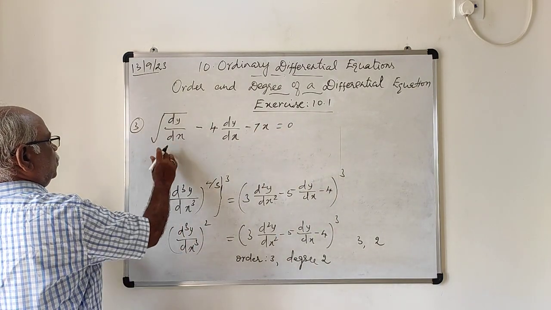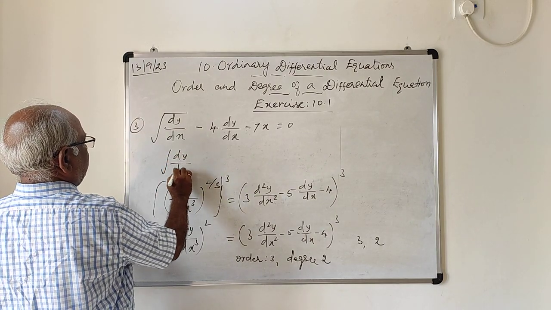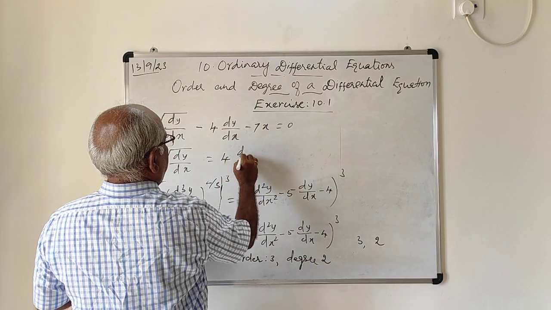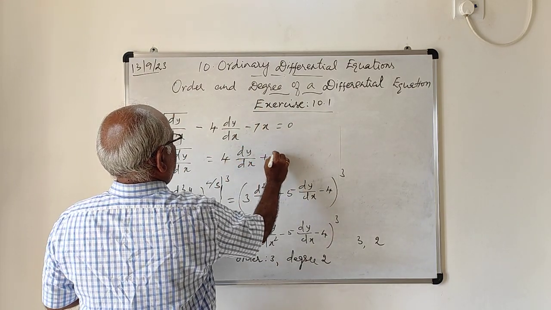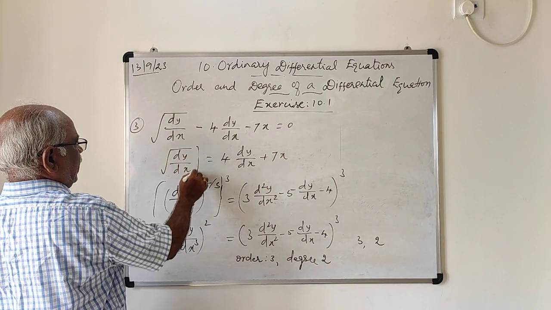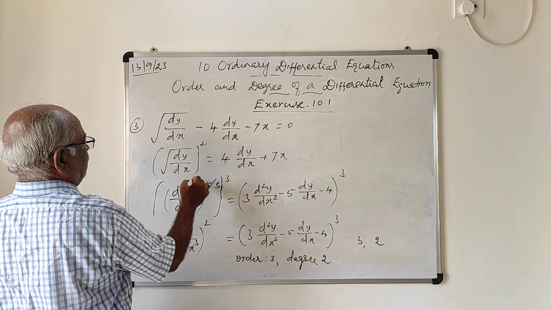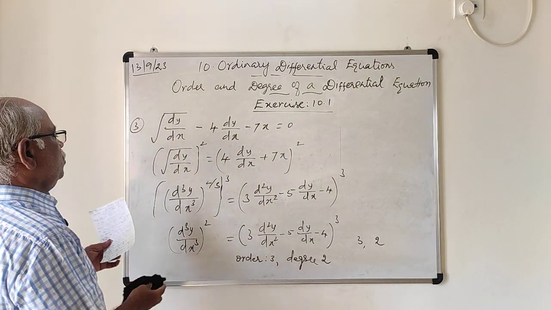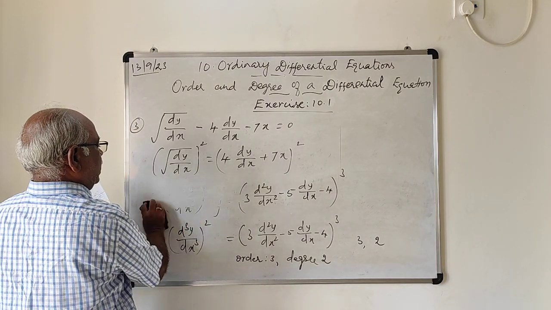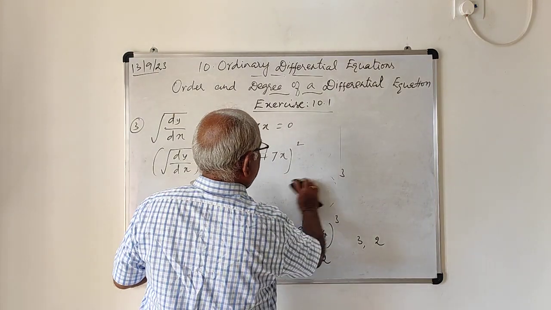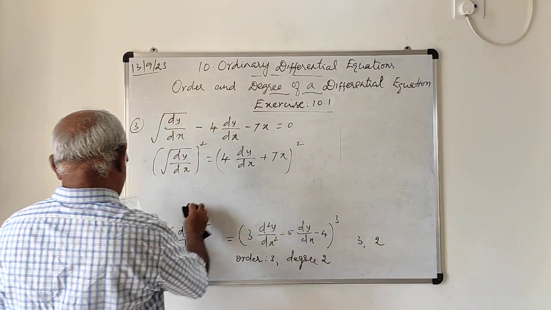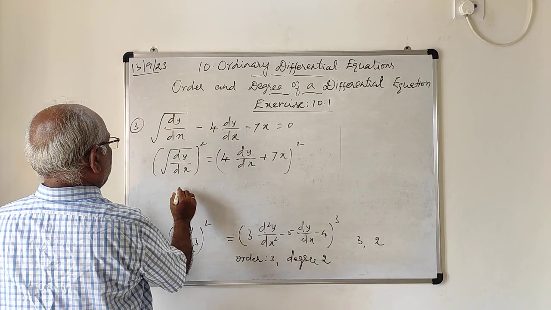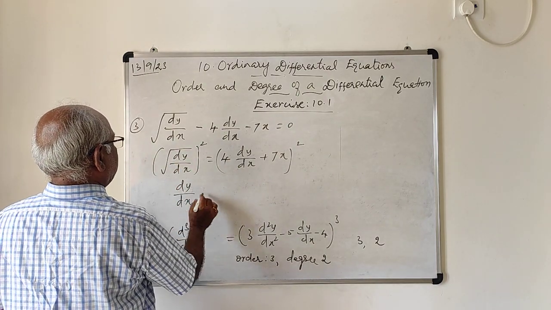For this problem also, you keep the square root of dy by dx on the left hand side itself. You take the rest of the terms to the right hand side: 4 dy by dx plus 7x. Now squaring both sides, the square root vanishes and you will get dy by dx only.